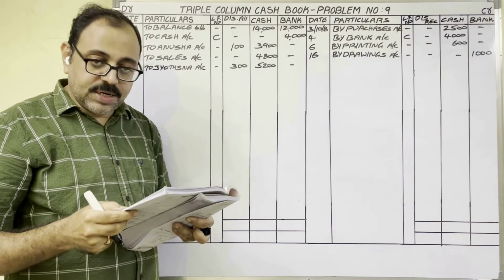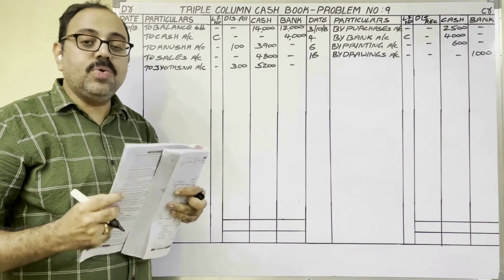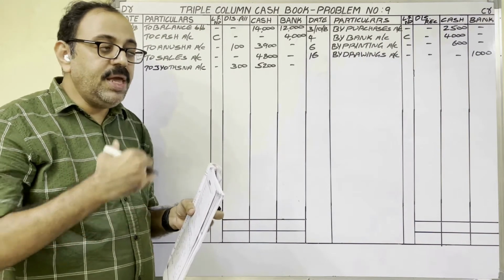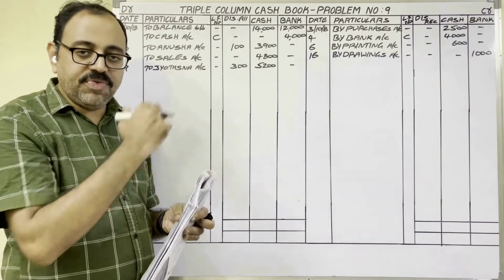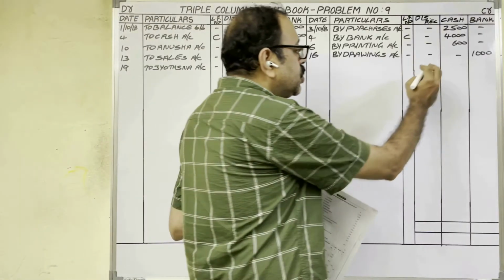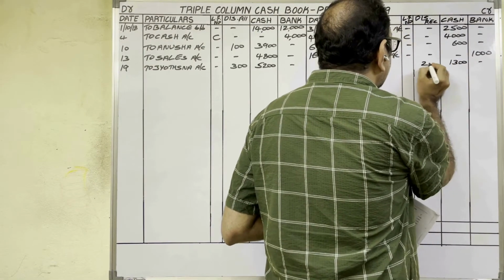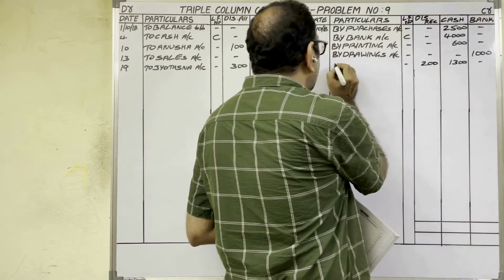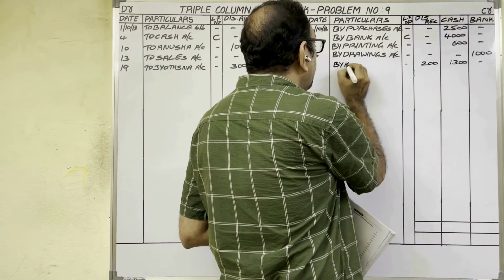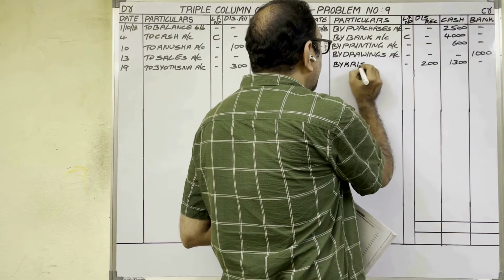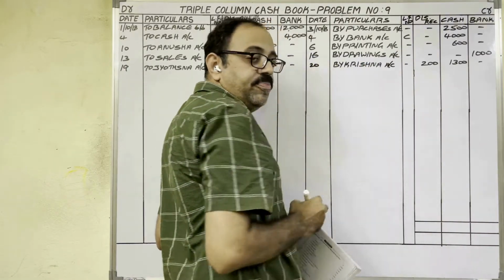Next, 20. Paid cash to Krishna 1300. Discount received 200. So the firm is paying cash to Krishna. Cash is going from the firm. So credit side, cash column, 1300 rupees. Discount received 200, by. We are paying money to Krishna now. Write down Krishna account. Date 20.